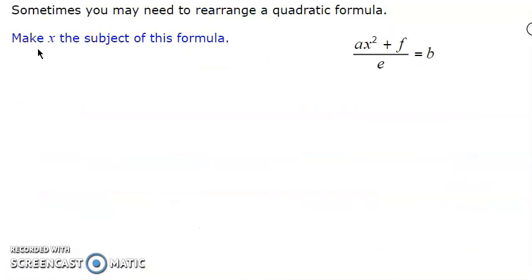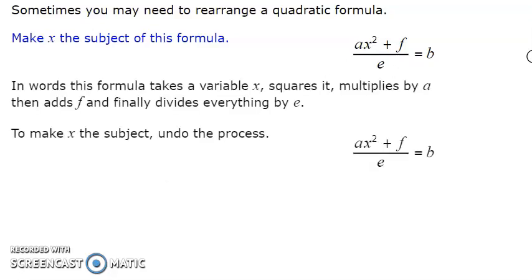Now here you are asked to rearrange the quadratic formula. Make x the subject of this formula. It is a quadratic formula because x has a power of 2. So in this case, how do we make x the subject? In words, this formula takes a variable x, squares it, multiplies by a, and then adds f, and finally divides everything by e. This is how you will say it in words. To make x the subject, undo the process.